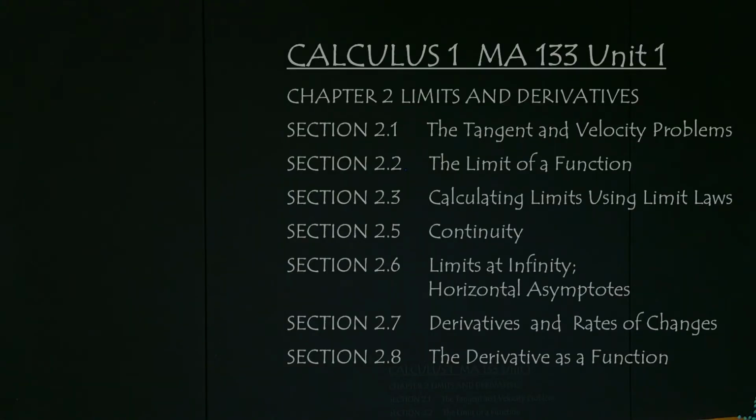The first thing we're going to cover is Chapter 2. It's about limits and derivatives. This first unit will consist of sections 2.1, 2.2, 2.3, 2.5, 2.6, 2.7, and 2.8. Again, this is for the particular textbook of the 8th edition of Stewart Calculus.